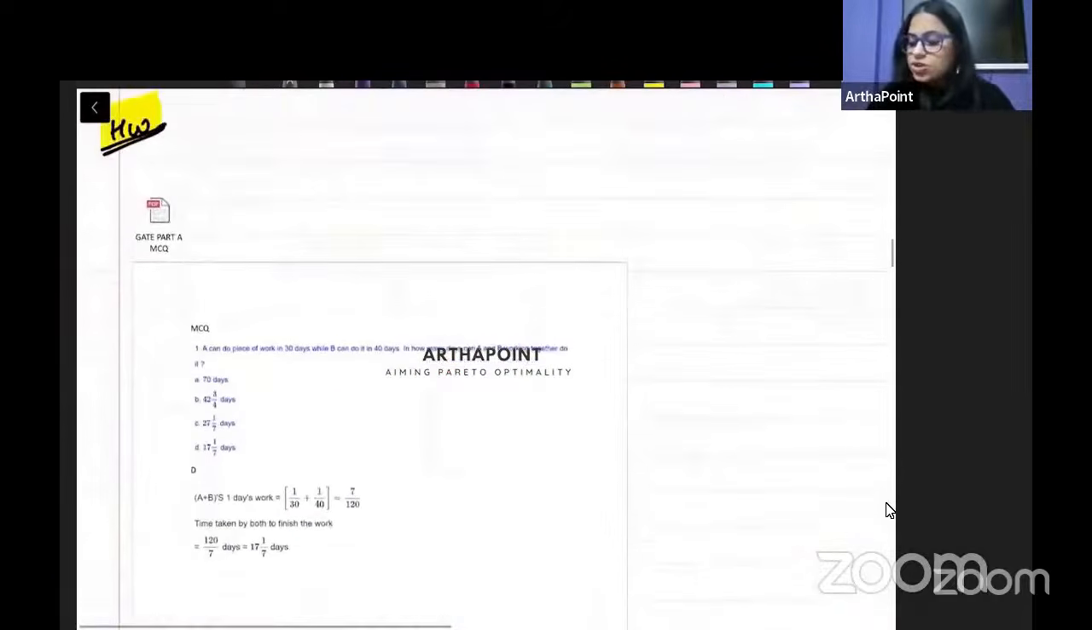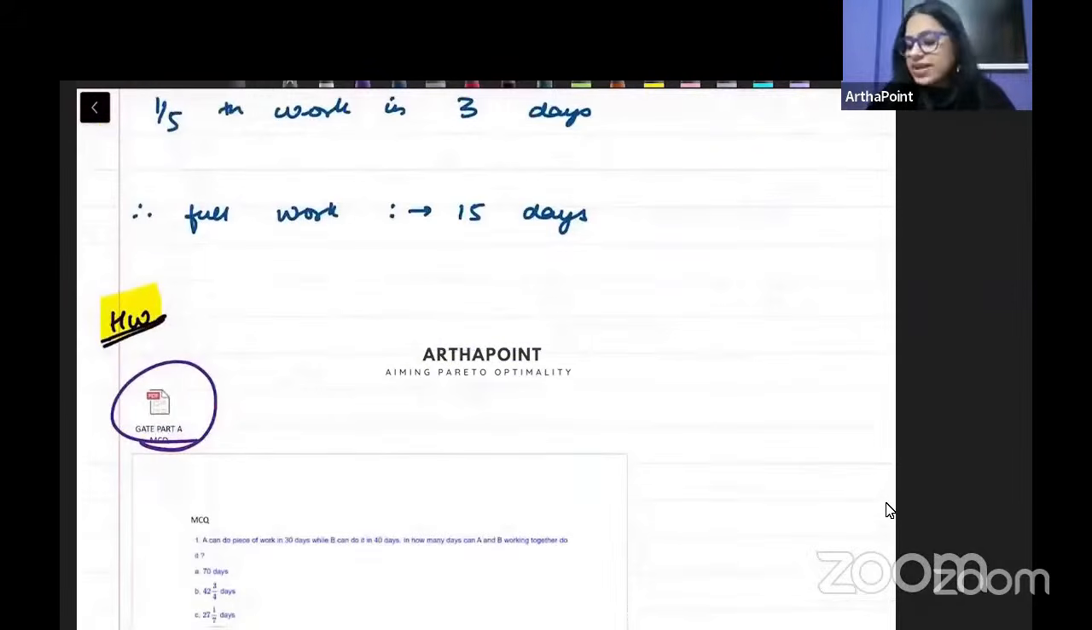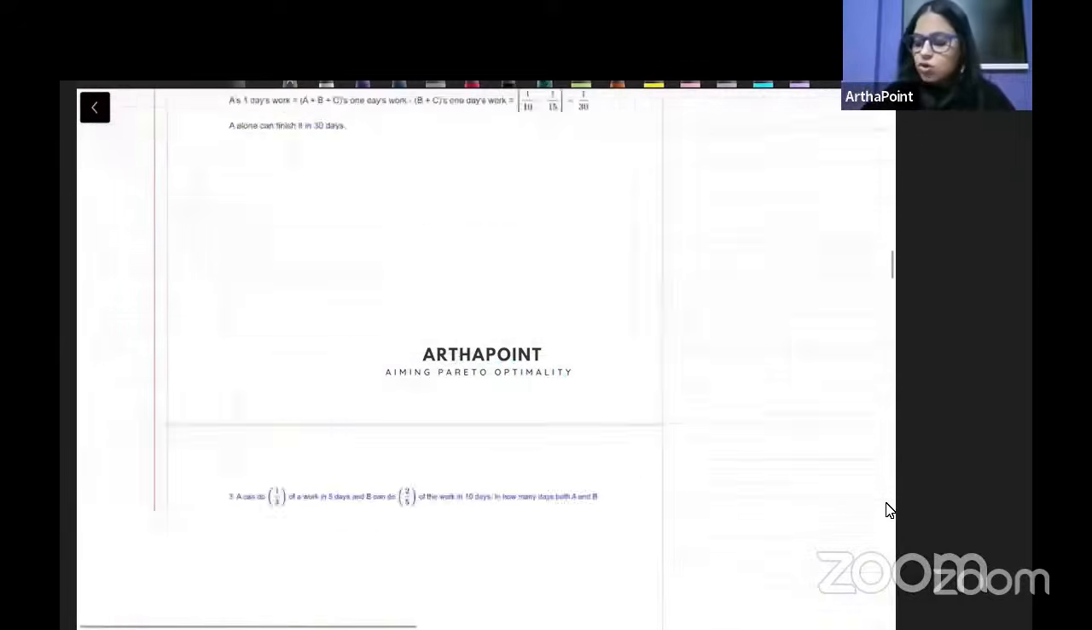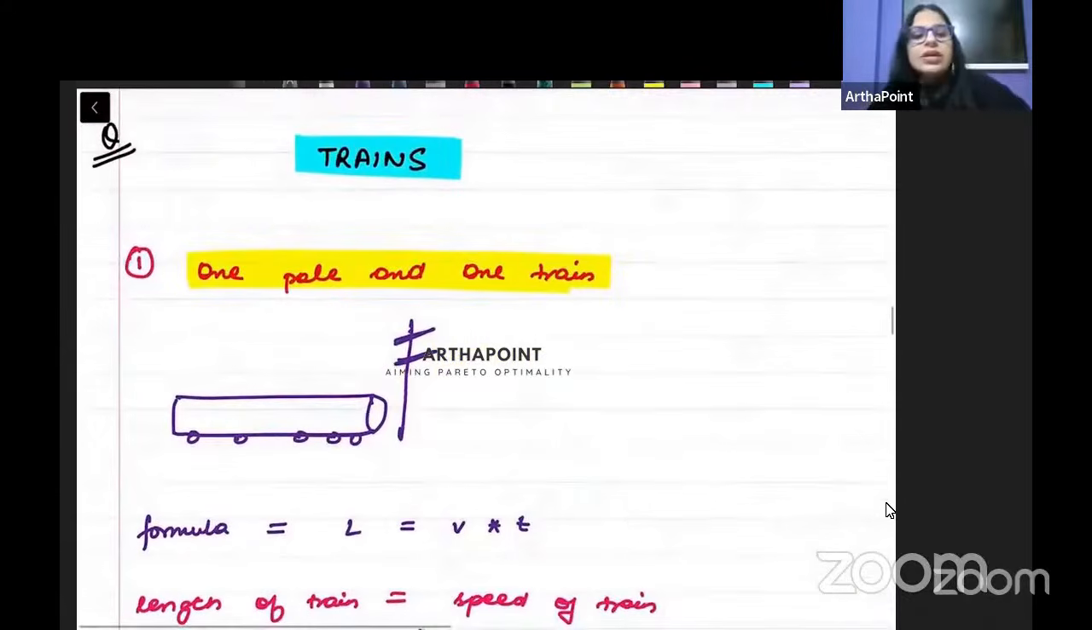Right, beta? So this is the second kind of questions which can come in exam. These are known as work and time questions. You will be given that A can do task in these many days, B in this, C in this, how many days the task will be completed. Such questions can be asked in exam. Okay, beta, this is your homework. I am just skipping it. Please practice your homework.